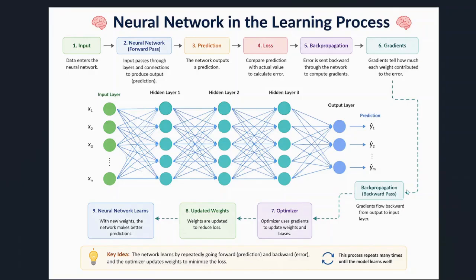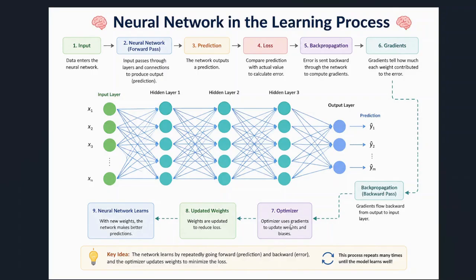Okay, now next thing will be your backward pass. So here gradients flow backward from output to input, not from input to output. This time output to input. Next thing will be your optimizer. The optimizer uses the gradients to update weights and biases, so that our model will give better predictions.